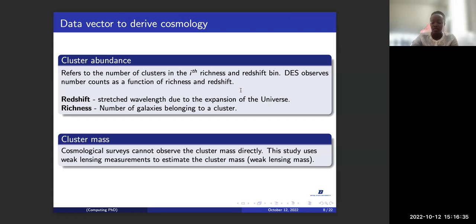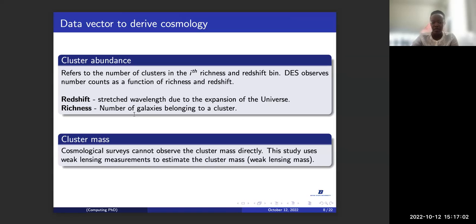So after the binning, the number of clusters within each bin is what we are calling the cluster abundance. Redshift is basically the stretched wavelength due to the expansion of the universe, and richness was assigned by our redMaPPer algorithm. It assigns richness, which is the number of galaxies within a cluster. So that is what we are calling richness.